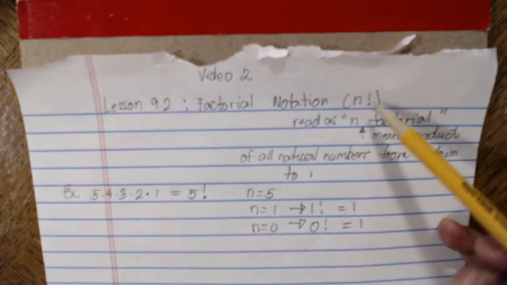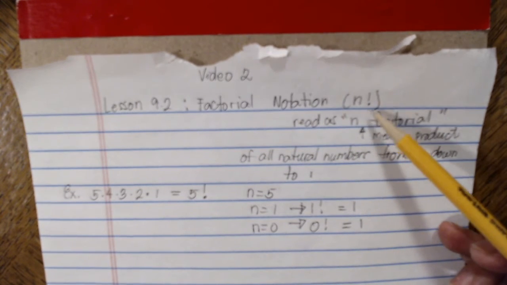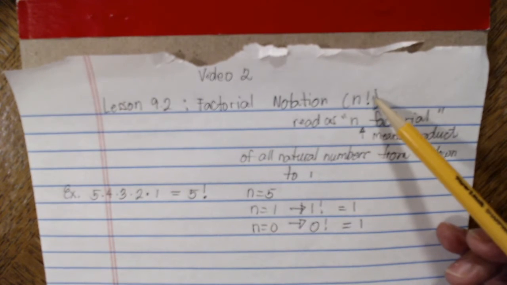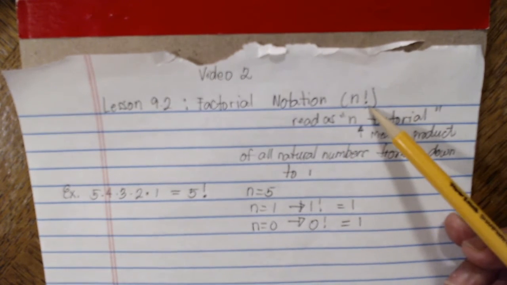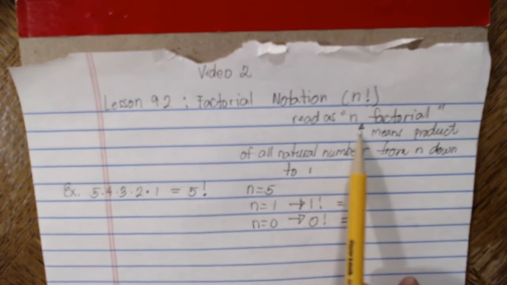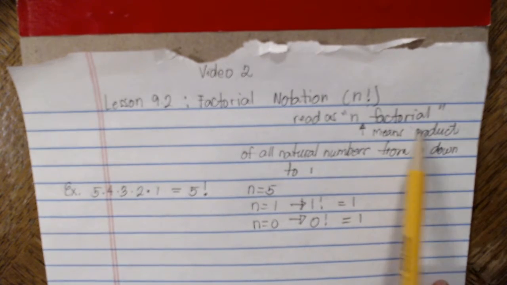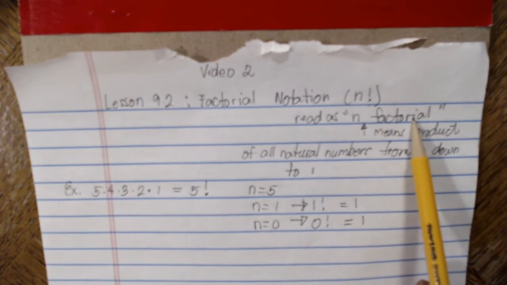Factorial notation in symbol, you're going to use this symbol, inverted, that symbol. I don't know how to say it. You read this as n factorial. What does it mean if you say n factorial?